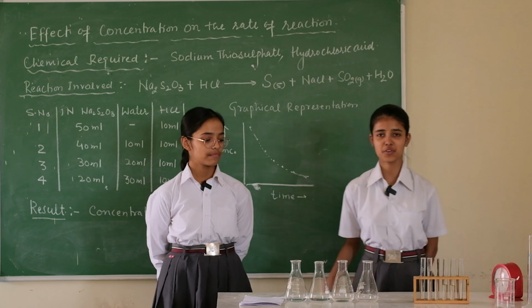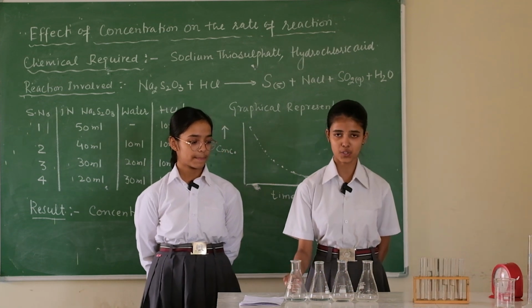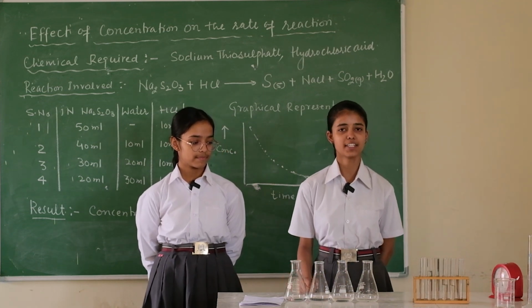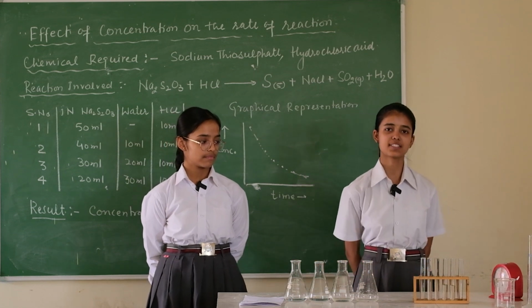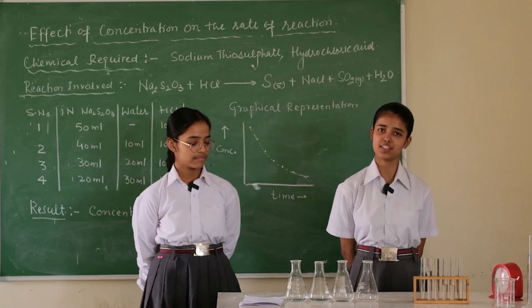Of concentration on the rate of reaction. Now we will take 4 conical flasks of same volume of sodium thiosulfate in different concentrations and hydrochloric acid in test tubes in same volume, that is 10 milliliter each.